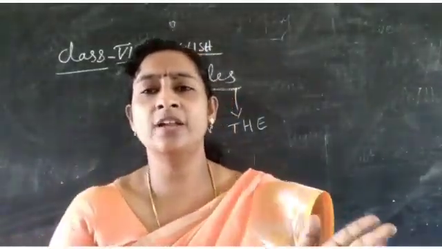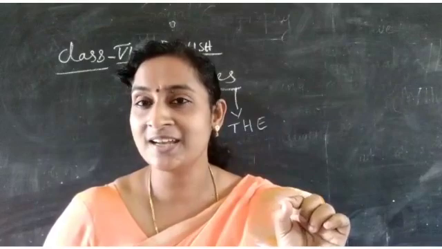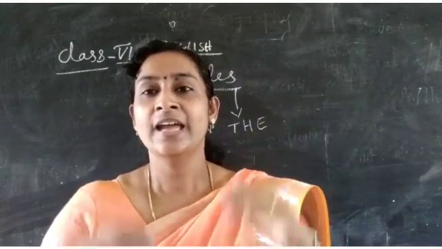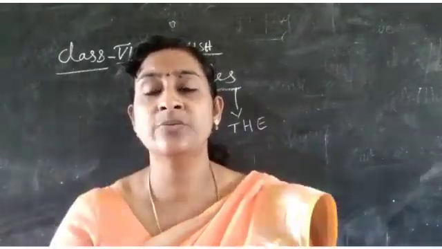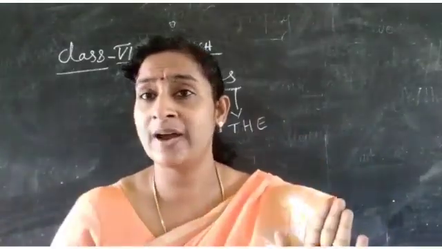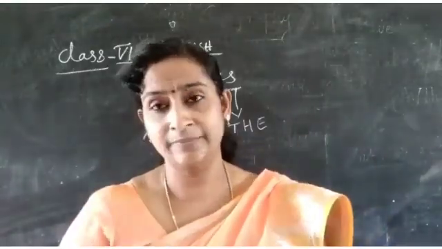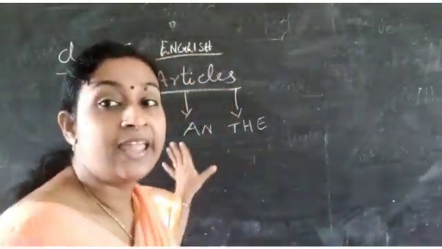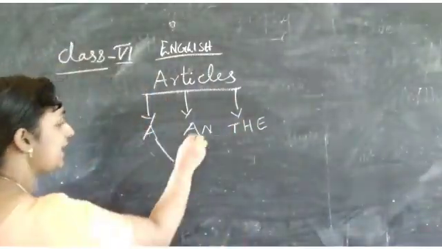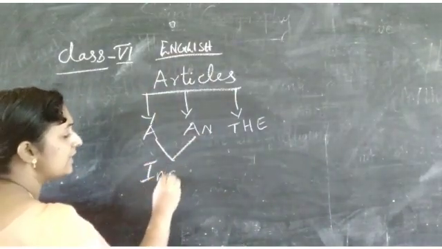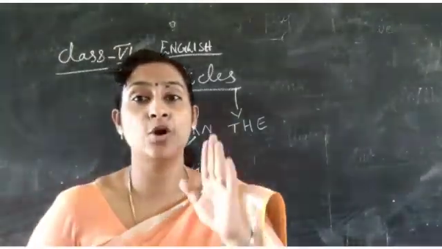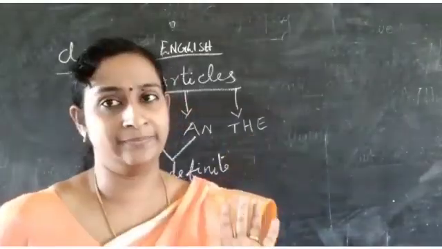Articles we can divide into 2. Indefinite articles, definite article. What do you mean by indefinite? Indefinite means they do not specify any particular person or a thing. Then what are indefinite articles? A or an. These are indefinite articles. They do not specify any person or thing.